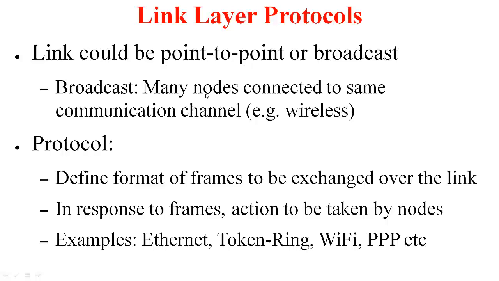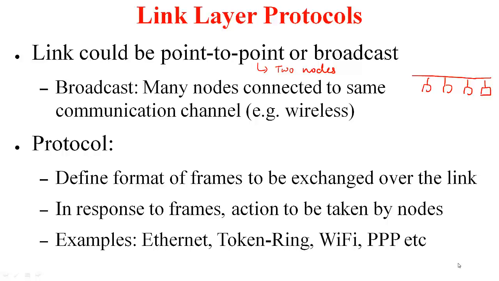So the link could be a point-to-point link, in which case only two nodes are attached to the link, or it could be a broadcast link, in which case many nodes are attached to the link. In this case, they tap into the link to get the signals. Example, wireless is a broadcast channel. So when you transmit, anyone in the vicinity can receive that particular packet.